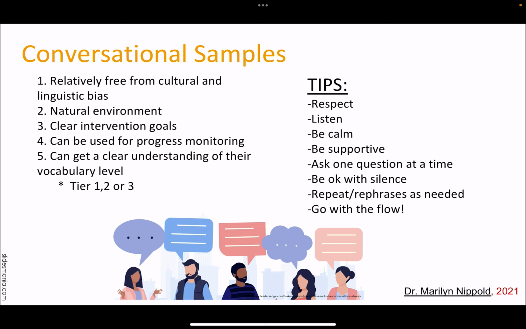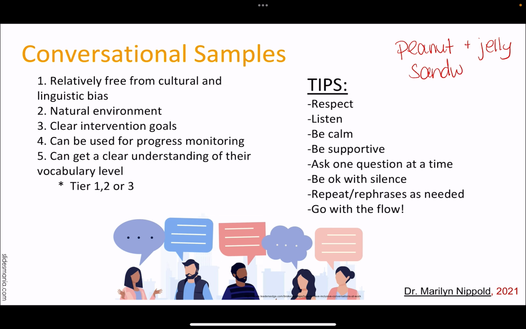In samples, what's really awesome is that they are relatively free of cultural and linguistic biases. That's what makes conversation samples really awesome, because you can allow your client to completely lead that sample. One of the things that I often do for my samples is I will actually ask the client, how do we make a peanut butter and jelly sandwich? That is a huge thing.